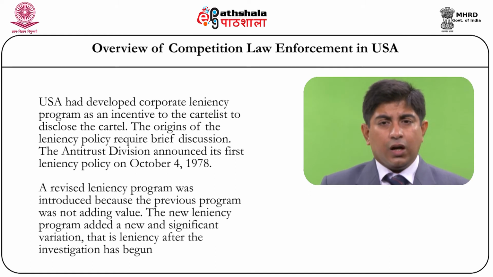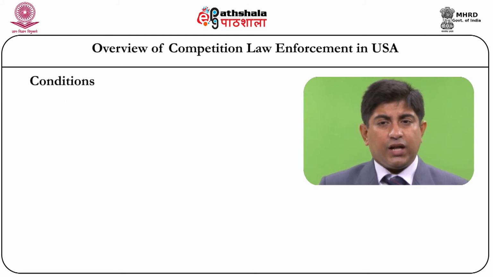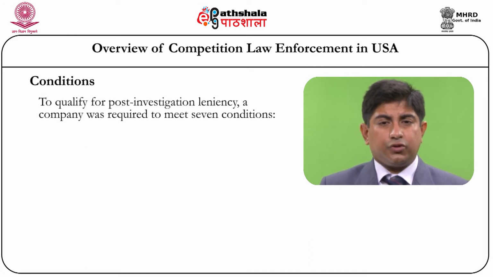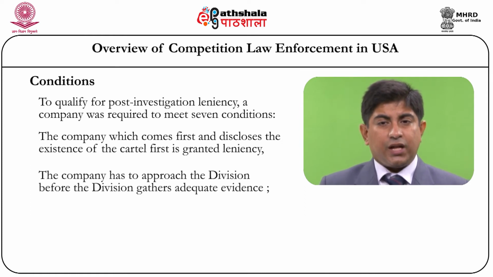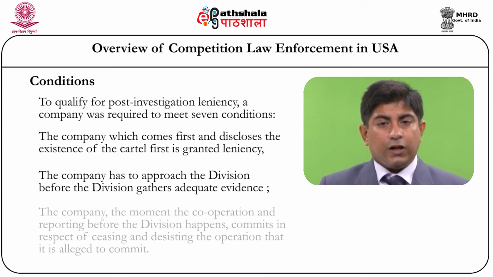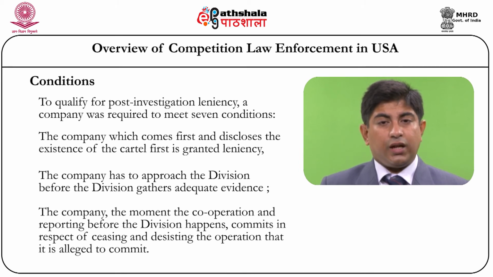Now, to post the respective leniency to the respective antitrust agency, here is the Federal Trade Commission. A number of yardsticks are supposed to be met. In the United States context, 7 conditions are supposed to be met. Firstly, the company which comes first and discloses the existence of the cartel first is the only company which is granted leniency. Secondly, the company has to approach the division before the division gathers adequate evidence. Thirdly, the moment the cooperation and reporting before the division happens, the company commits to ceasing and desisting the operation that it is alleged to commit.